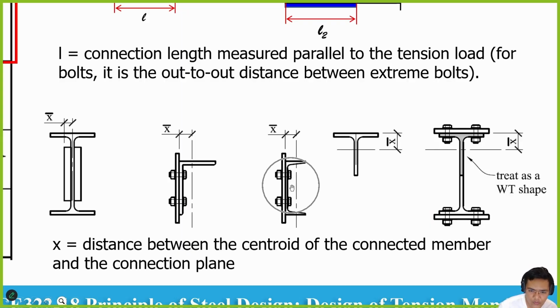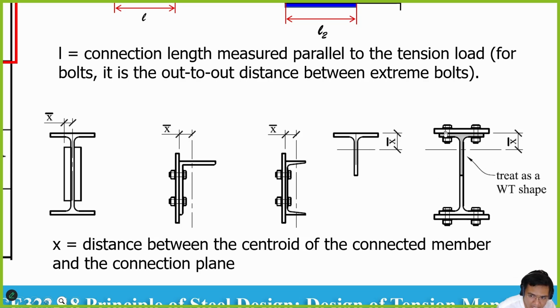Ito naman, channel. We have a channel section connected to a gasket plate. So yung X-bar mo doon is ganun din, from the surface of connection to the centroid ng channel mo. Similarly for WT, or sorry, let me correct that. For wide flange, wherein yung wide flange mo is connected only on the flanges, top flange and bottom flange, like so, bolted connection. Ang sabi, i-treat mo siya as WT shape.